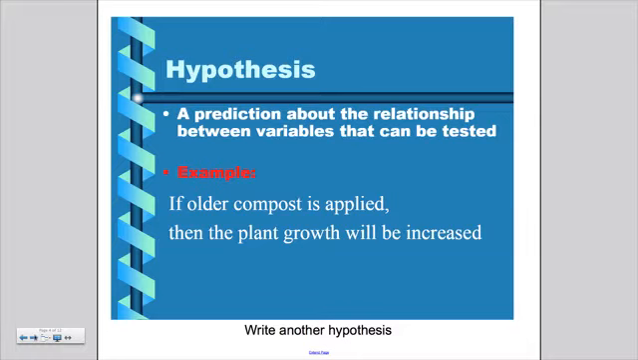As you will recall from yesterday, a hypothesis is a prediction about the relationship between variables that can be tested, or basically it's a guess on what's going to happen. So you don't need to write the definition of a hypothesis down, but let's write hypothesis example, meaning according to the scenario, if older compost is applied, then the plant growth will be increased. That's our hypothesis in this experiment. Write another hypothesis for the same scenario. Pause the video until everyone has written a new hypothesis.